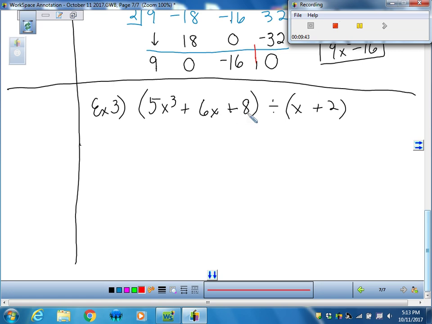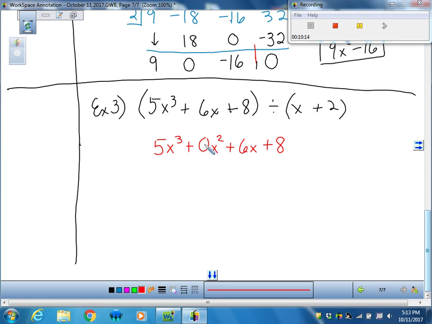5x cubed plus 6x plus 8. We're dividing by x plus 2. So once again, check to make sure all the terms are there. One of them is missing. Which one's missing? You are correct. The x squared term is missing. It is imperative that you put 0x squared into your problem before you start setting it up for synthetic division. You will miss the question if you do not put that number in there.